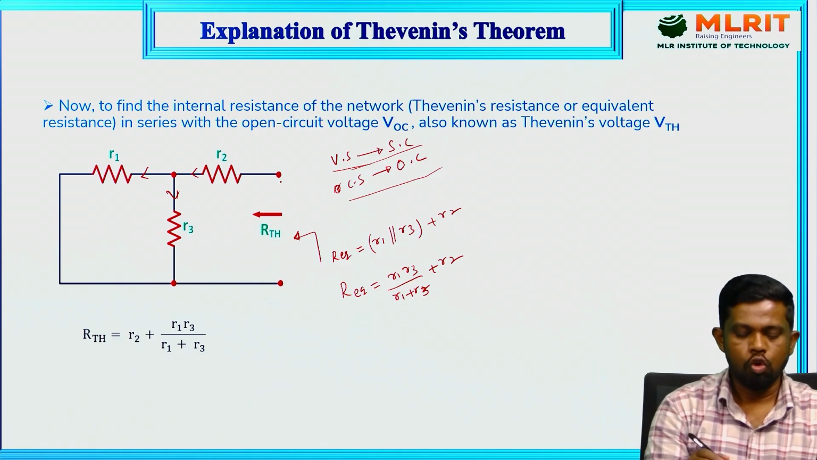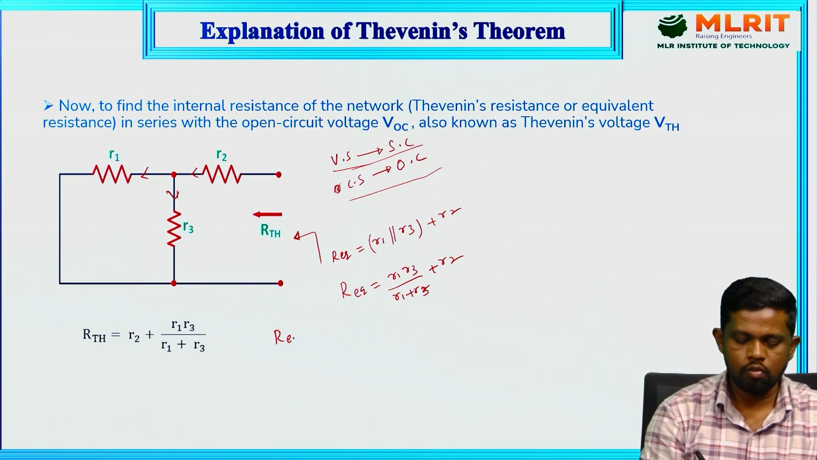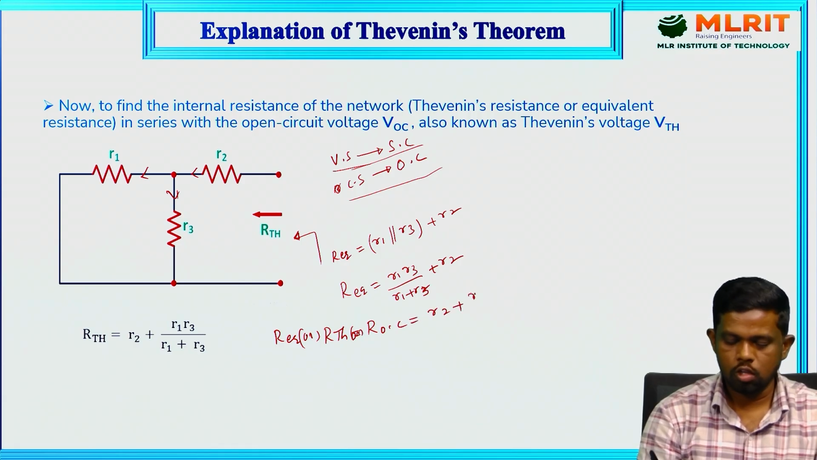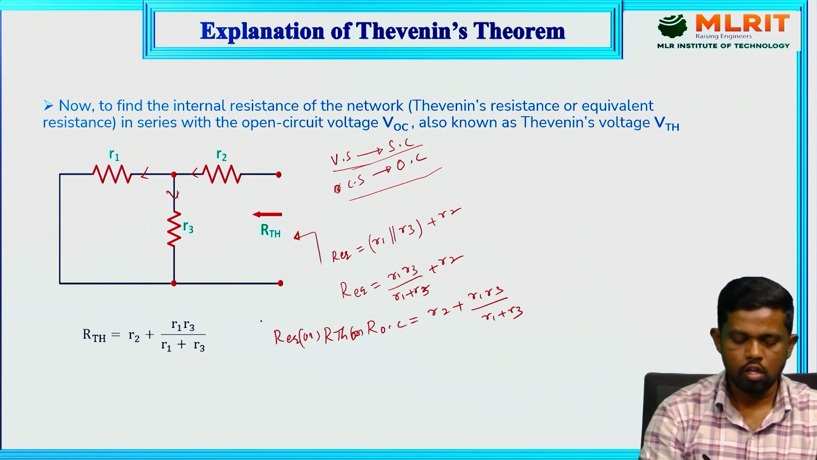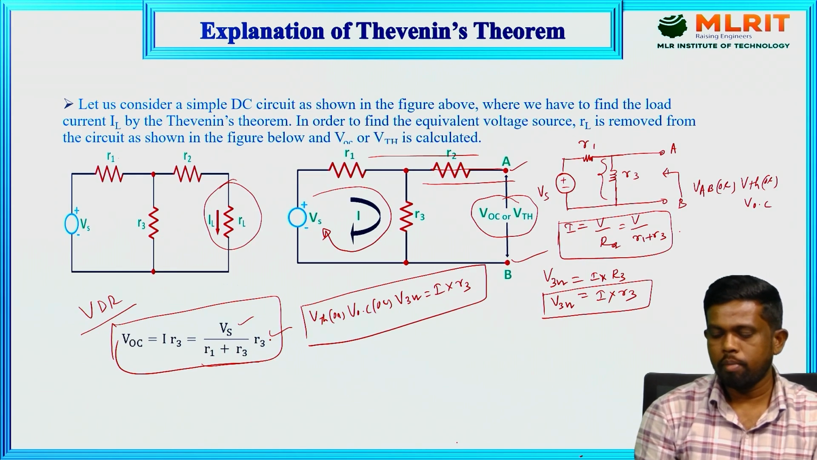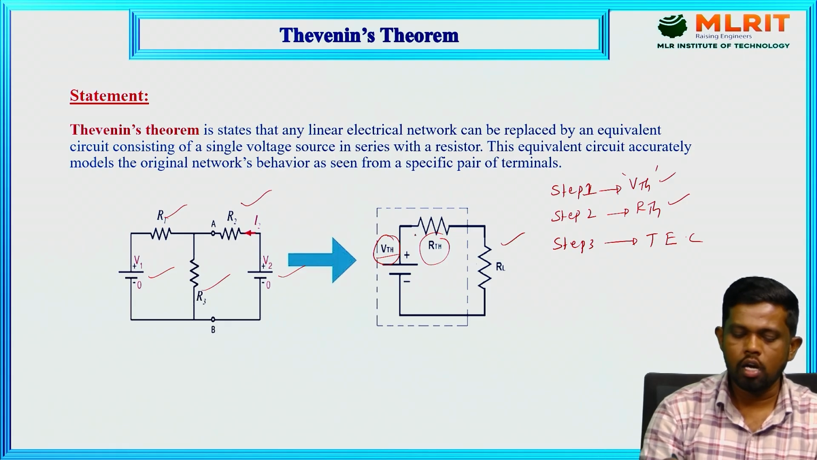This open circuit resistance is also called the Thevenin resistance. So the R equivalent of this combination is also called RTH, also called ROC. ROC means open circuit resistance, that is R2 plus R1 into R3 upon R1 plus R3. So this is the Thevenin resistance value. We have done the two steps, I mean two different parameters, to get the VTH and RTH of the circuit. VTH we have done and also the RTH we have done.